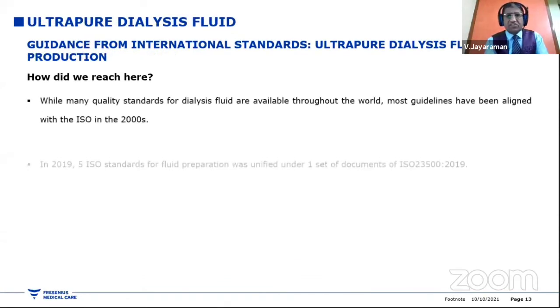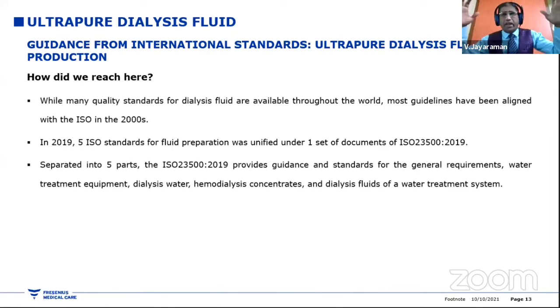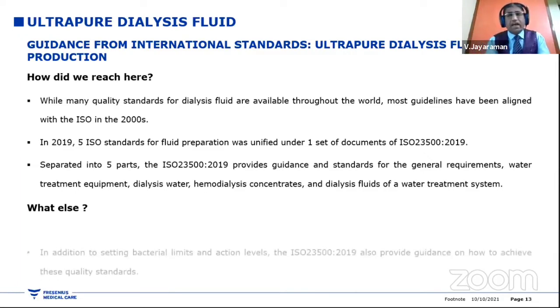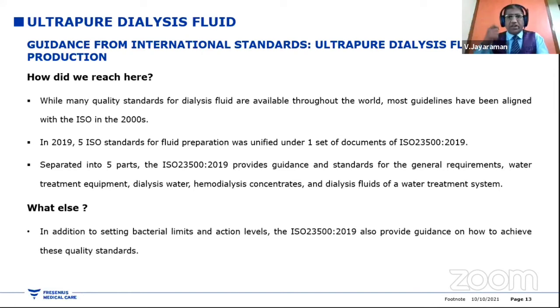How do we reach here? It's not just by putting in an exported or imported RO system. It all depends on how one maintains the water treatment system, and the quality standards are mentioned in the ISO document. These documents are not available on Google or a search engine. It has a cost, and the document is definitely amazing. I have also gone through all the 5 parts. Part 1 talks about the general requirements. Part 2 is about the water treatment equipment. Part 3 will be about the dialysis water, ISO 23500. Part 4 is hemodialysis concentrate. And finally, the ultra pure dialysis fluid. You can refer to Part 5.